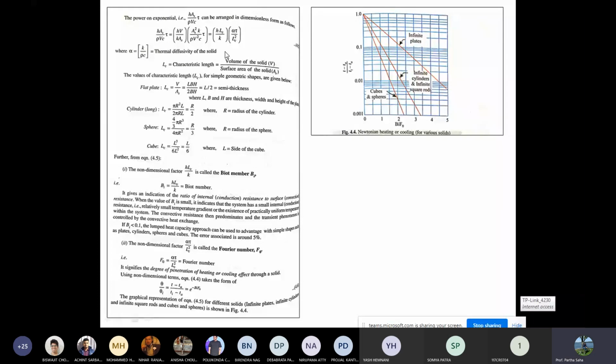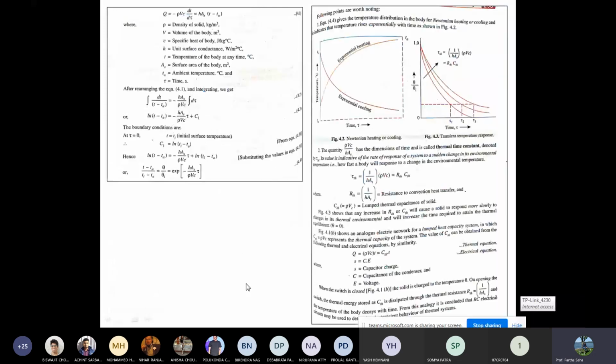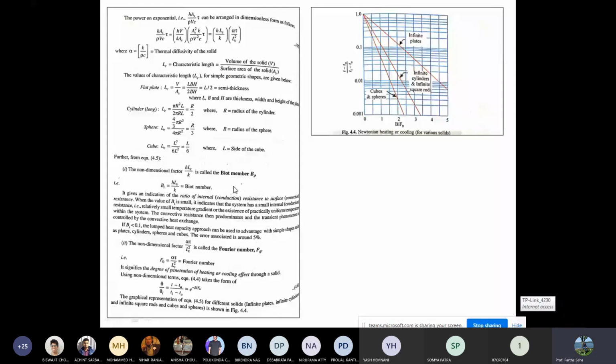So these two terms, you can see one is the Biot number, another is the Fourier number. So we can rewrite this expression. We have written here this term. We can rewrite this expression as T minus Ta over Ti minus Ta equals exponential of minus Bi Fo. The graphical representation is for figure 4, equation 4.5. This is equation 4.5.